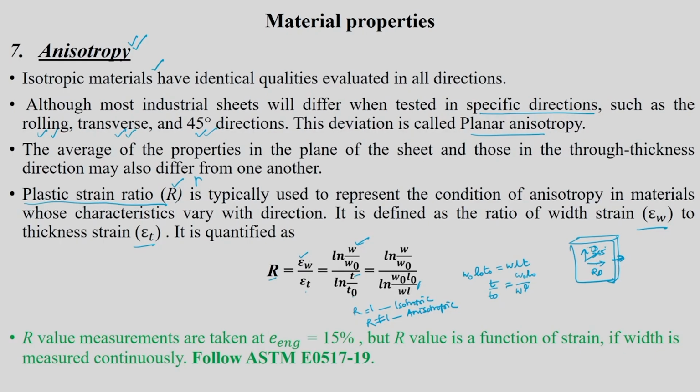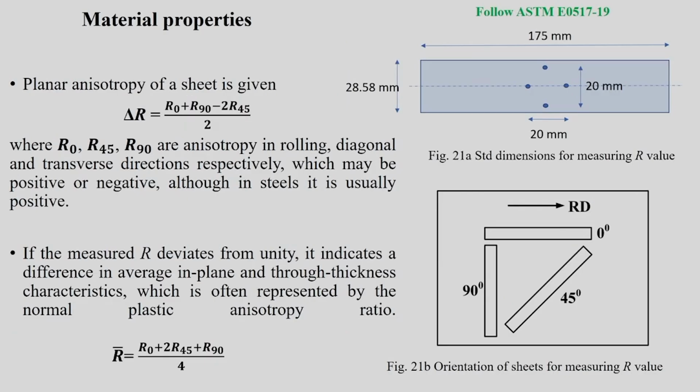Okay. So now how do you calculate this R? There are standard procedures for this. I described it here. Of course, the ASTM standard number is also provided here for the sample. So what we do is a very simple test like a tensile test. Here you take a rectangular sample of typical dimension. You can say this is 175 mm total length, this is 28.58 mm. You can refer to this ASTM standard. And at the geometric center of the sample, you put indents, 20 mm and 20 mm.